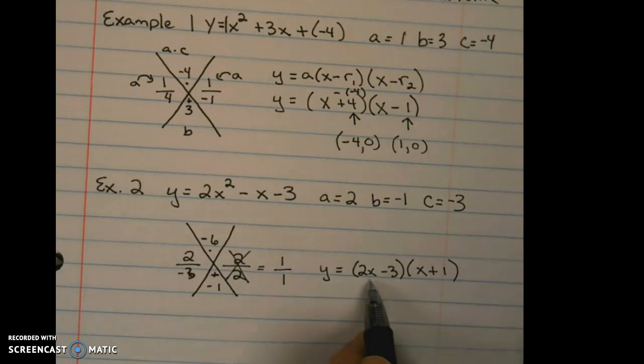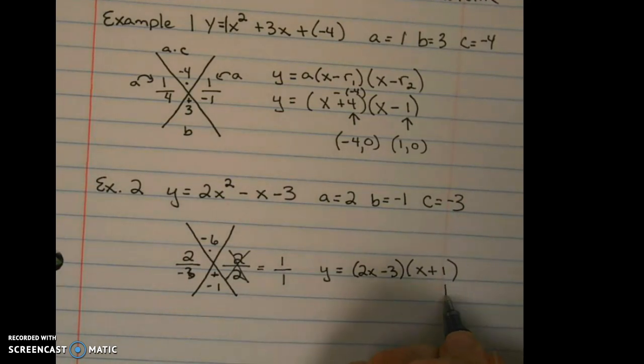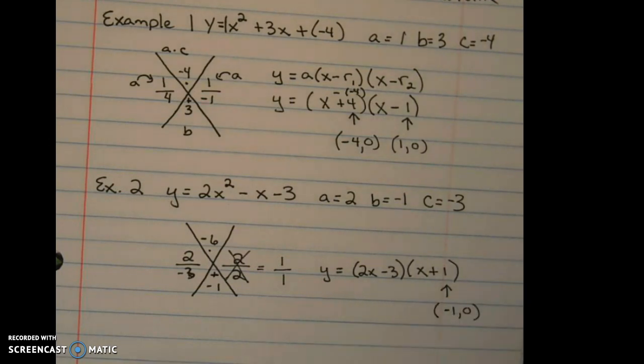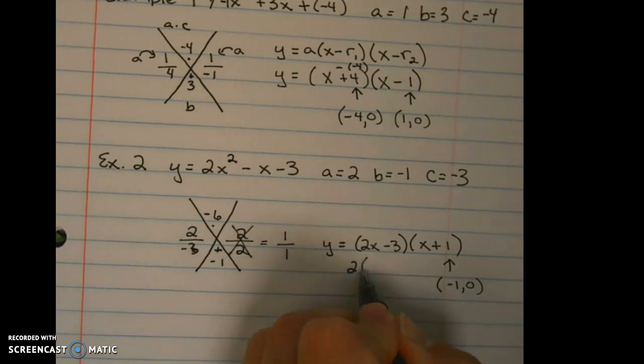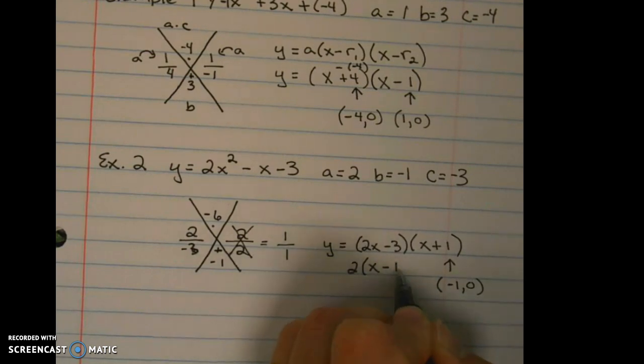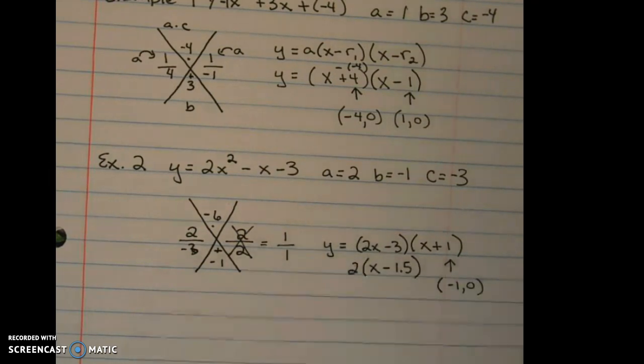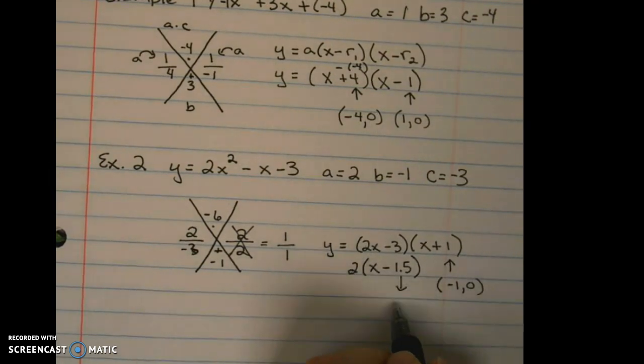Now, if we wanted to get the roots here, we would have to factor a 2 out in order to get it into intercept form. So right here we can see that this root is -1, 0. But to get this root, we would have to factor the 2 out. 2 goes into 2 one time, 2 goes into 3 1.5 times. So our other root would be 1.5, 0.